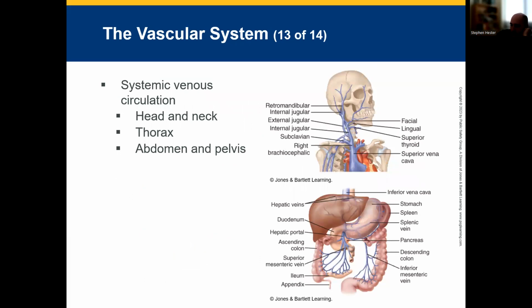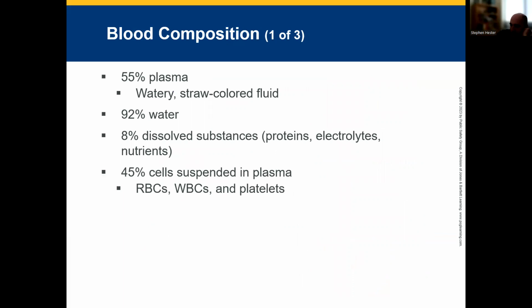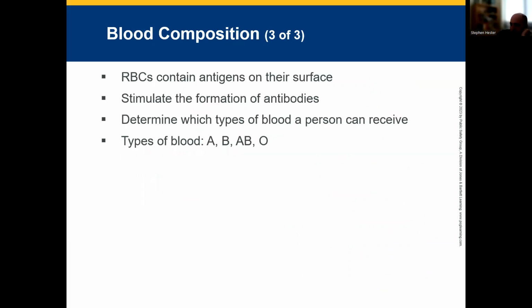The venous circulation: head and neck, thorax, abdominal, pelvis, your vascular system, your veins, and then blood composition, what it's made up of, and what the red blood cells, the white blood cells, and the platelets do. Your red blood cells carry oxygen, white blood cells help fight off infections and inflammatory reactions, and your platelets help form clots when you do have a bleed. RBCs contain antigens on their surfaces, and there are different blood types: A, B, AB, and O.